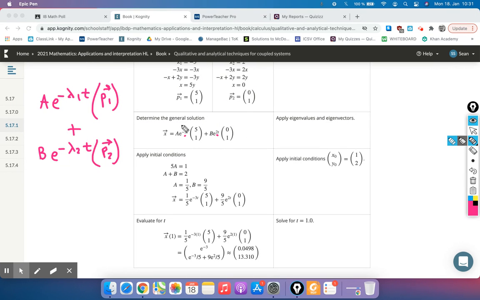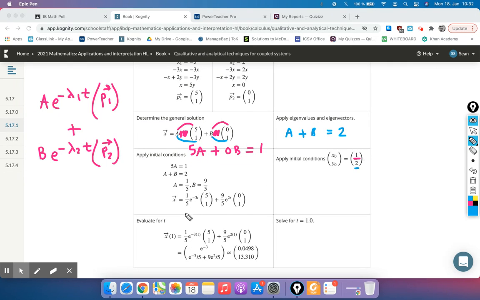And now to solve this, you ignore this part and multiply a times 5 plus b times 0, and set it equal to the first initial condition. And then the second one, you do a times 1 plus b times 1 and set it equal to 2. So a times 1 plus b times 1 equals 2. Now you want to solve these for a and b, and that's what they have here. A is 1/5, b is 9/5.